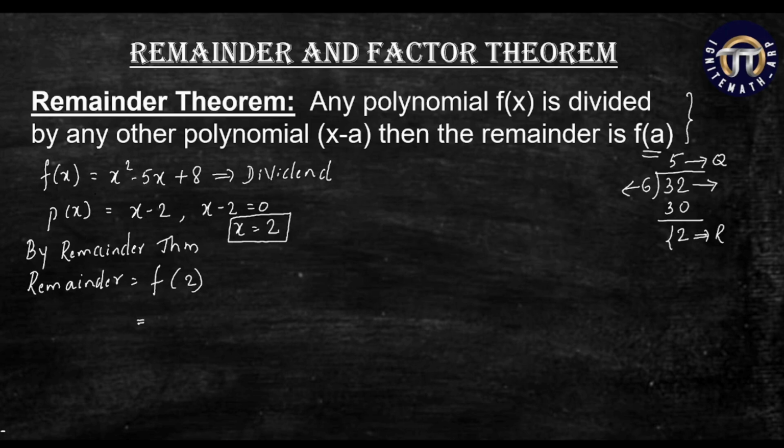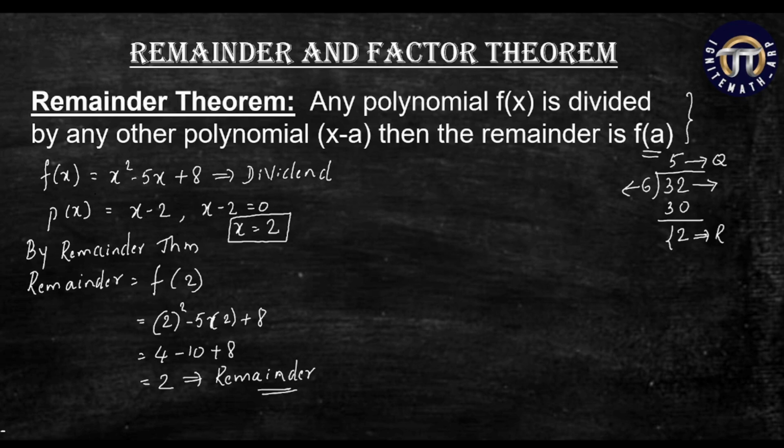So this value of x is to be substituted over here. Now to find f of 2, wherever x is there in f of x, I will substitute that x by 2. So it is going to be 2 square minus 5 into 2 plus 8. That is nothing but 4 minus 10 plus 8. 4 plus 8 is 12, 12 minus 10 is 2. So this 2 is the remainder. This is how I use the remainder theorem to find the remainder.